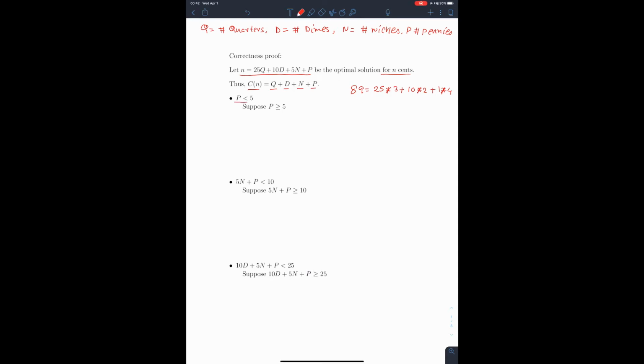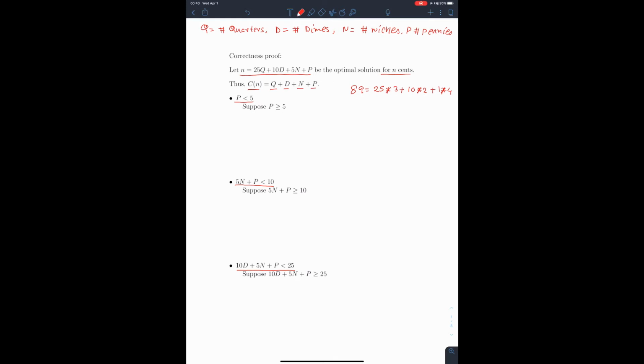P should be less than 5, 5n plus P should be less than 10, and 10d plus 5n plus P should be less than 25. So how do these three statements prove that the whole algorithm gives us the optimal solution? Let's consider what happens when P is greater than 5.